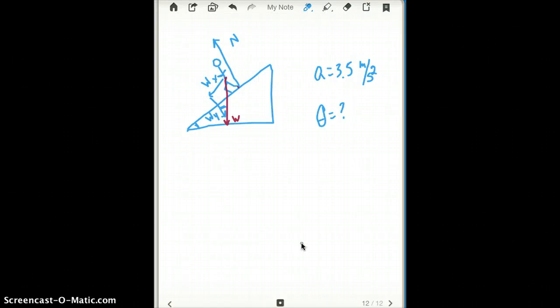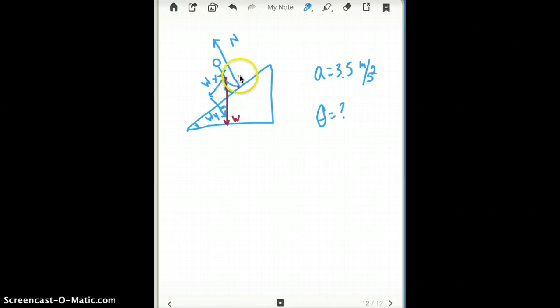Okay, so this is the problem about the surfer going down the wave. And it should look very familiar to the block on a ramp. Same type of problem. Here we have the normal force perpendicular to the wave, and the weight is always straight down to the center of the earth.